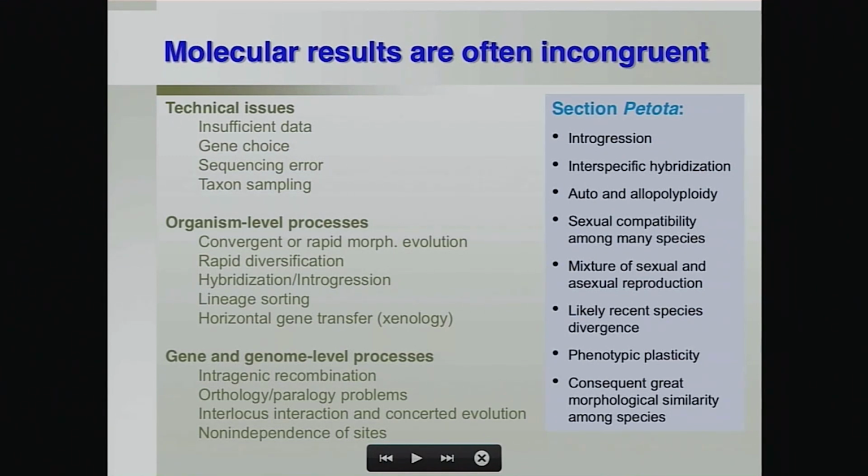Intragenic recombination, all of this. That is in theory for other species too. It works for other species too, or it explains results from other species. But what happened in section Petota?